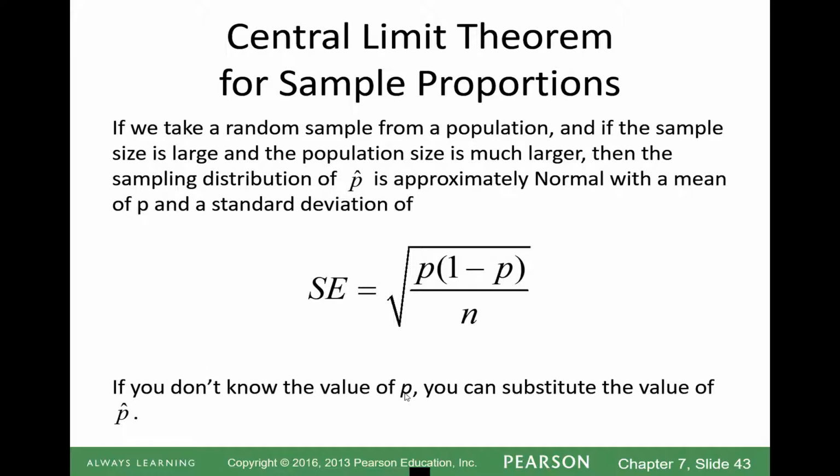So if you don't know the value of p, the population parameter, you can always substitute the value of the sample proportion, p hat. In most problems they'll give you p.